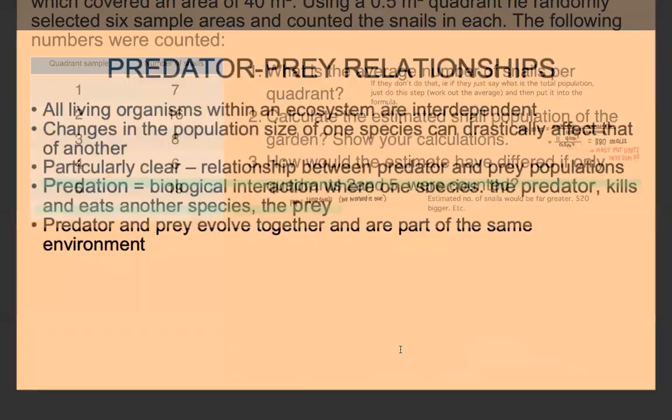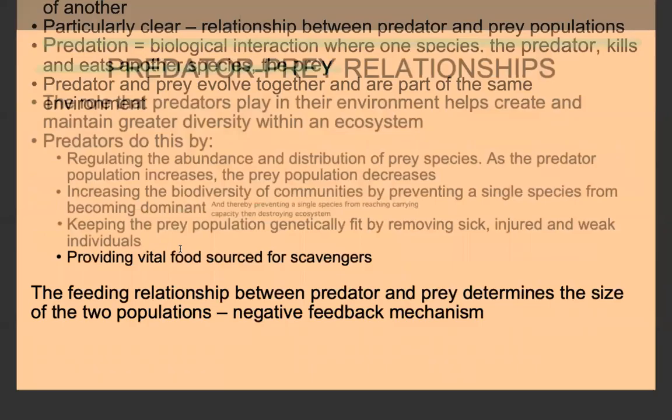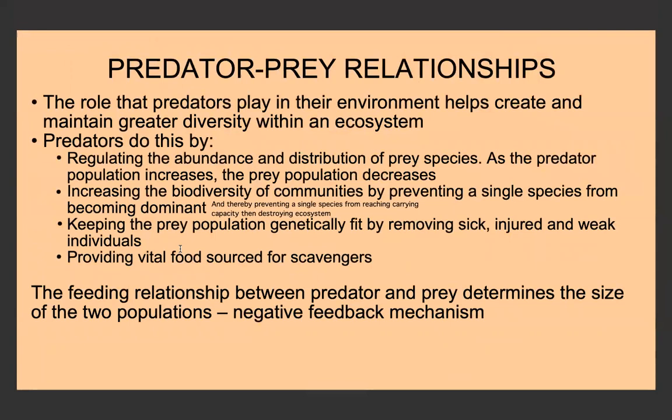If we then look at predator-prey relationships, all living organisms within an ecosystem are interdependent. That means they rely on each other. Changes in the population size of one species can drastically affect that of another. That's related to interdependence. It's particularly clear when we look at the relationship between predators and prey. Predation is a biological interaction where one species, the predator, kills and eats another species, the prey. The predator and the prey evolve together and they're part of the same environment. The role that predators play in their environments helps create and maintain greater diversity within an ecosystem. So predators have quite an important role to play in an environment.